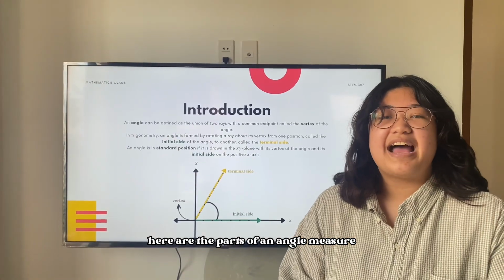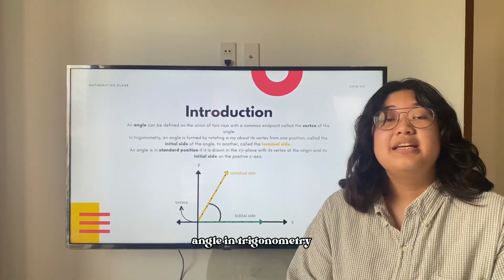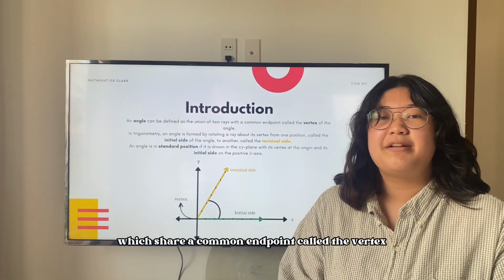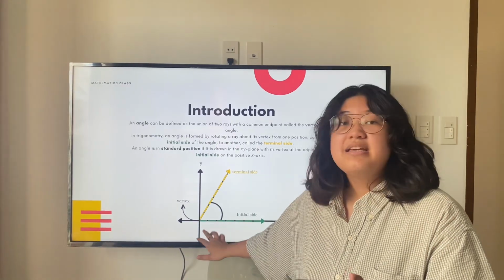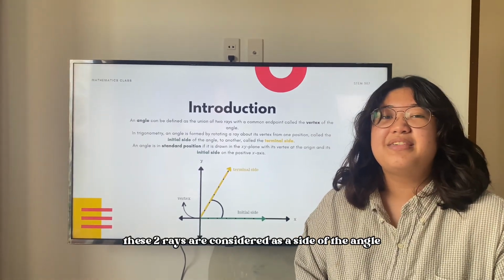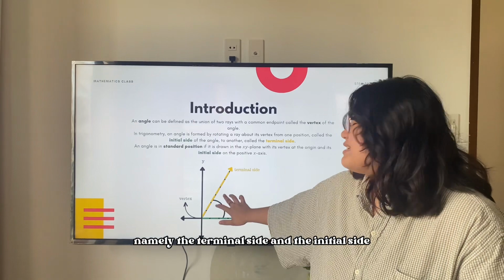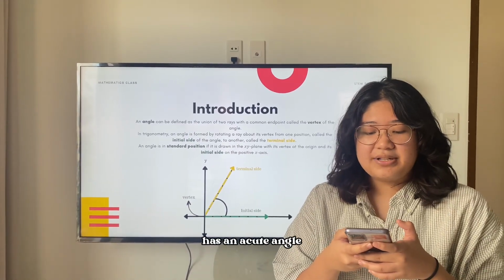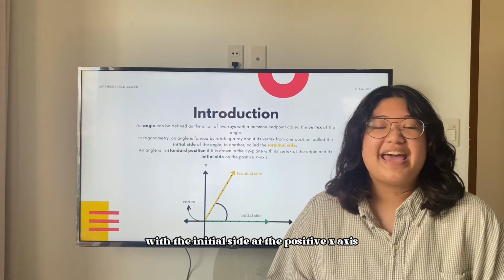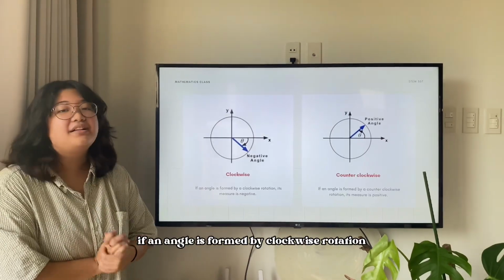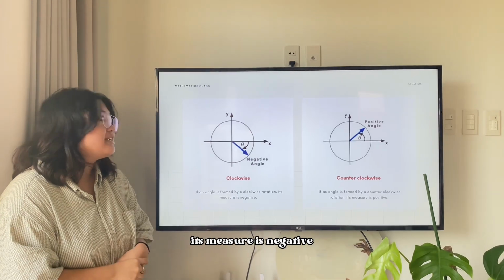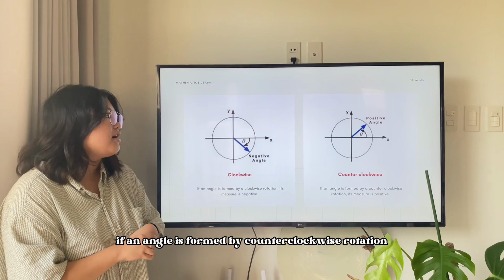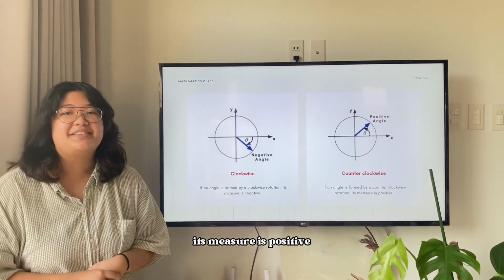Here are the parts of an angle measure. Angle. In trigonometry, an angle is defined as a union of two rays which share a common endpoint called the vertex. These two rays are considered as the sides of the angle, namely the terminal side and the initial side. An angle in standard position has its initial side at the positive x-axis. If an angle is formed by clockwise rotation, its measure is negative. On the other hand, if an angle is formed by counterclockwise rotation, its measure is positive.